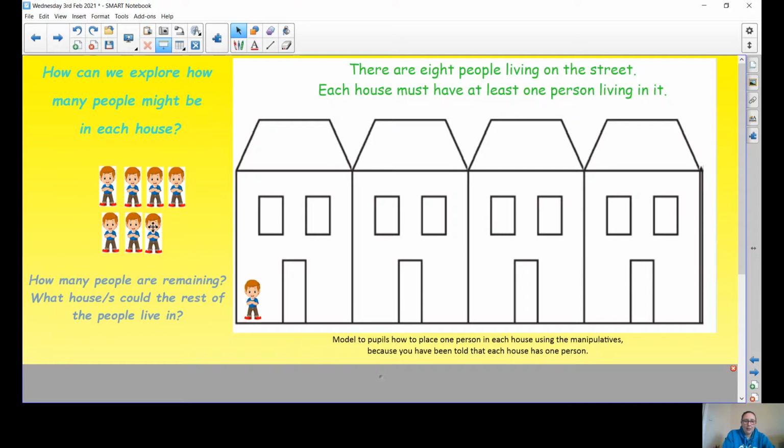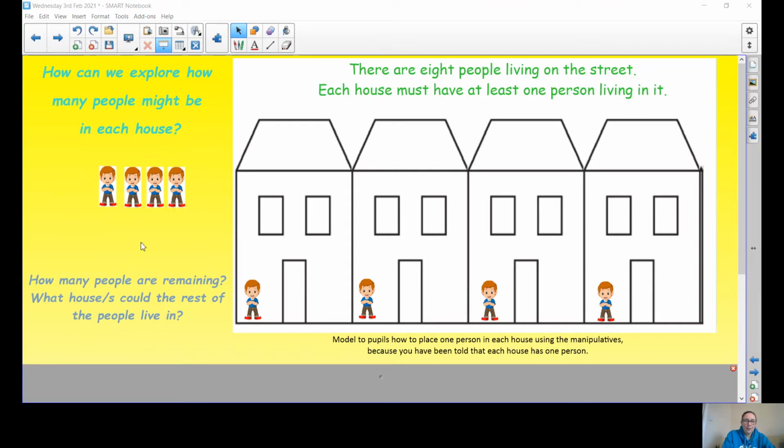I'm going to put the little boys in. It says 1 person in each house. We have to make sure we do that. So can you see that? Got 1 person in each house because that's what it says. Each house must have at least 1 person living in it. Now, what am I going to do with the rest of the people?